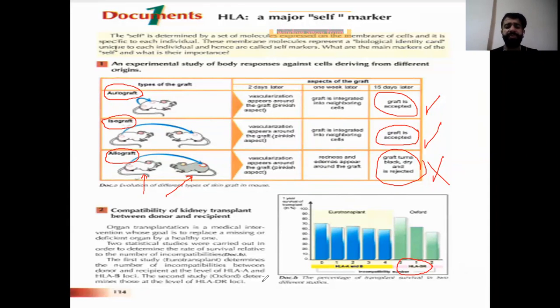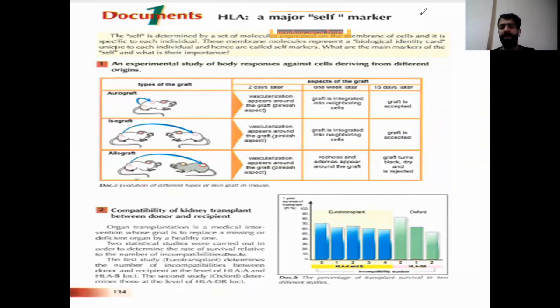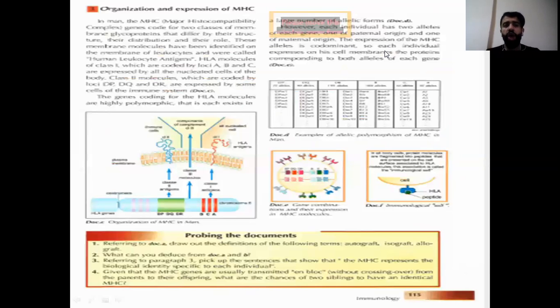The second study, it's showing Oxford. It determines those at the level of the HLA class DR loci. So HLA class A, HLA class B, this is the blue one in the Eurotransplant, and the Oxford transplant, HLA class DR. So here, incompatibility number, it's showing here that the grafting depends on some types of HLA and not all the types of the HLA.